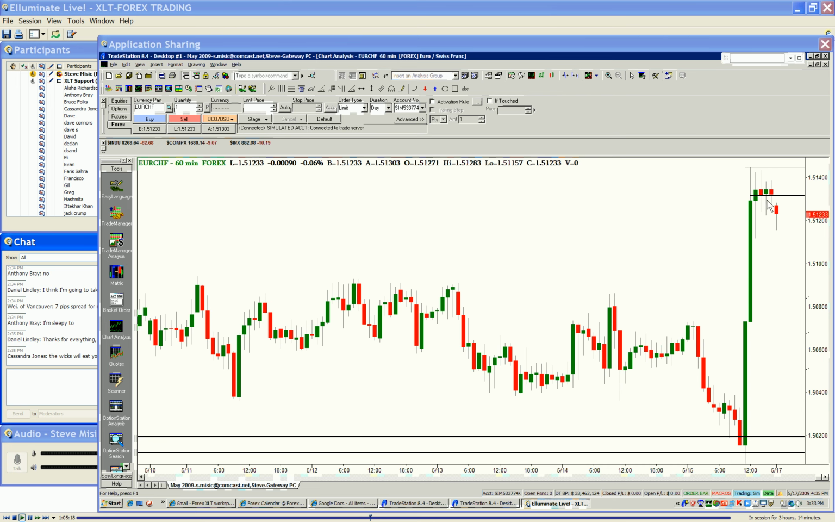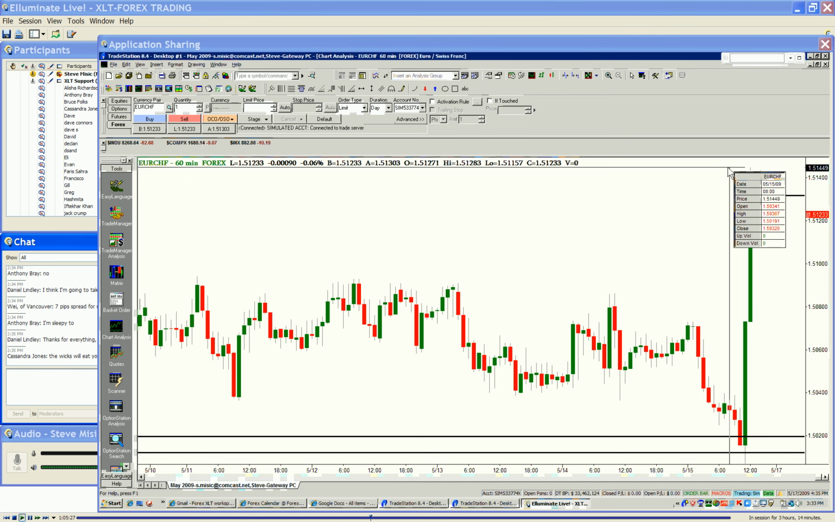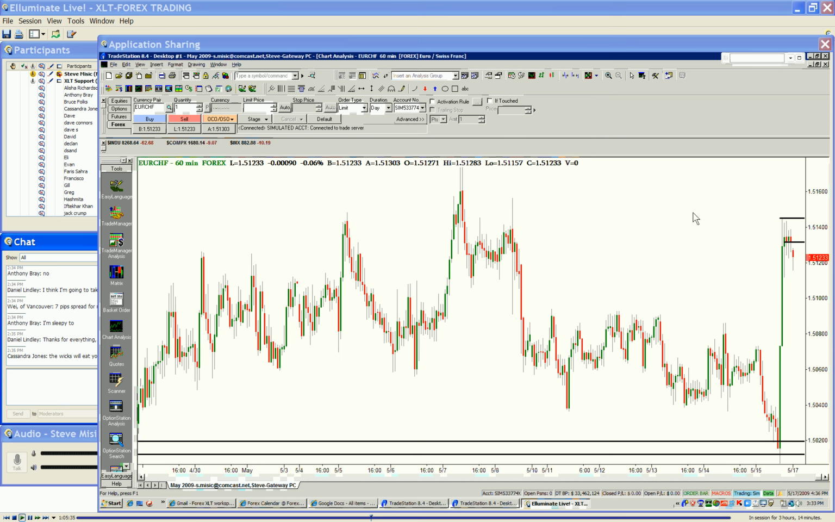But want to make sure we're aware of this area here. Your entry would be at about 151.31, and your stop loss would be above 151.45 if you did take that trade. And with the spread, that's another 7. So I would probably pass on that, even though it looks really, really nice.